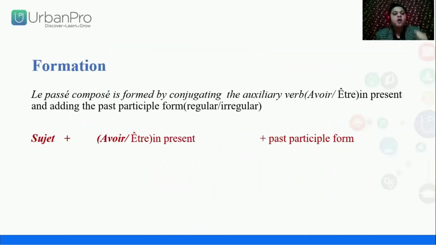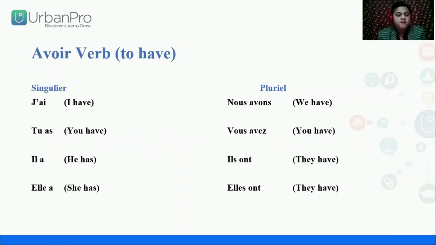Let's go about the formation. How to form the passé composé? Passé composé is formed by conjugating the auxiliary verb, either être or avoir, in présent and adding the past participle form. So you can see here: subject plus avoir or être in présent plus past participle form. We say PPF in short. So let's go ahead and first learn with the avoir verb.